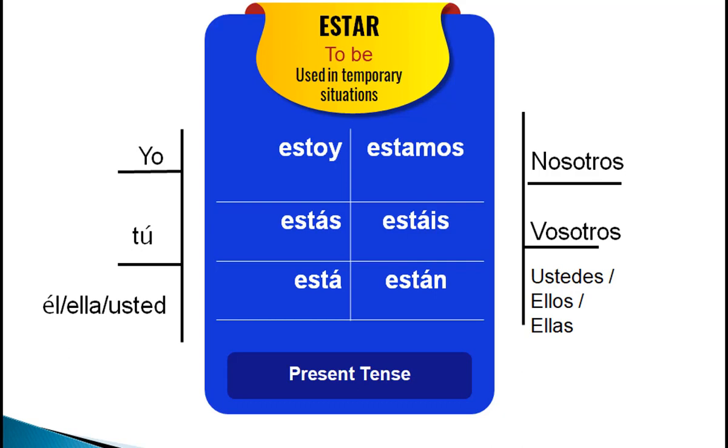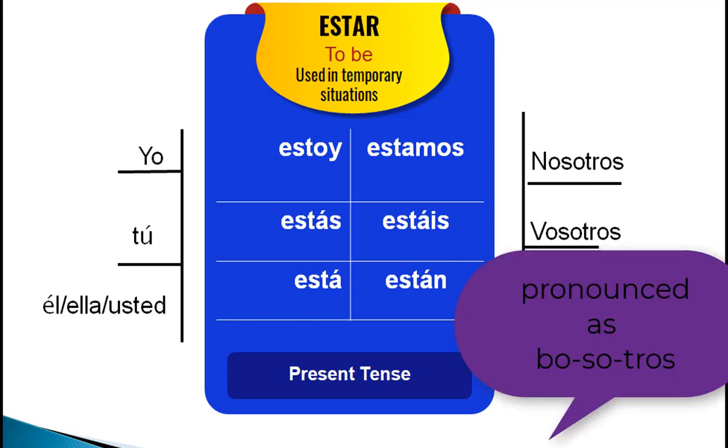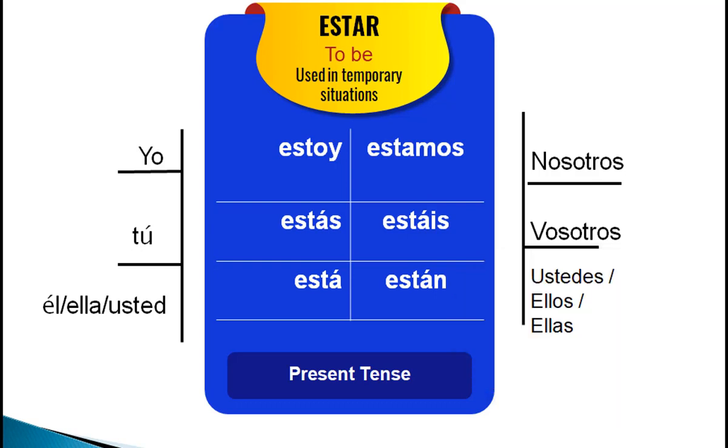Then nosotros form, estamos. Vosotros form is estáis. You all are. Ustedes form, están. They are. You all are. So the 6 conjugations of estar are estoy, estás, está, estamos, estáis, están, and they are all applicable when we are talking in present tense.